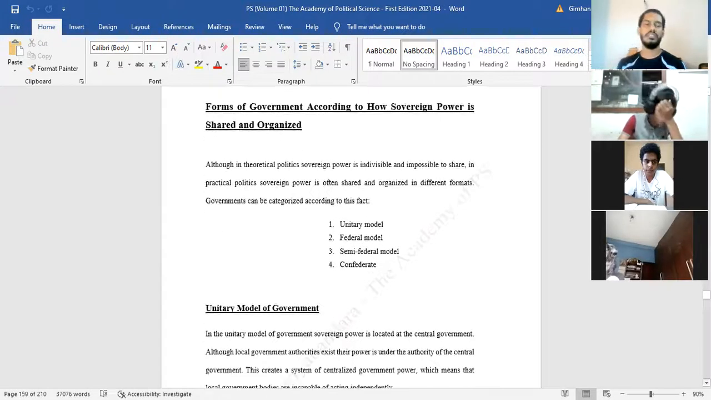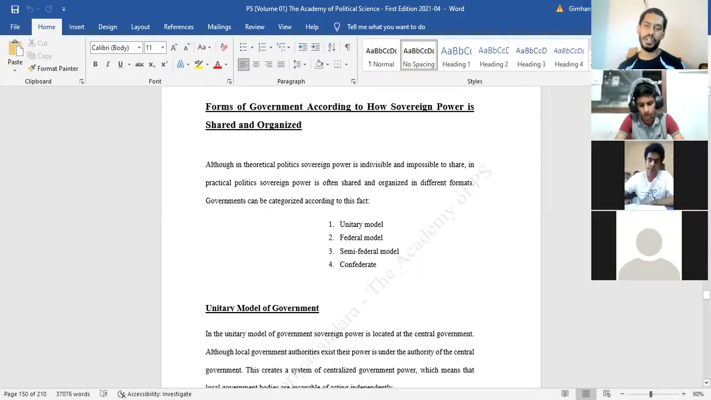So in the notes it says forms of government according to how sovereign power is shared and organized. Although in theoretical politics, sovereign power is indivisible and impossible to share, in practical politics, sovereign power is often shared and organized in different formats. Governments can be categorized according to this fact. Those are the categories: unitary model, federal model, semi-federal model, and confederates. Okay, right. So what does this mean?